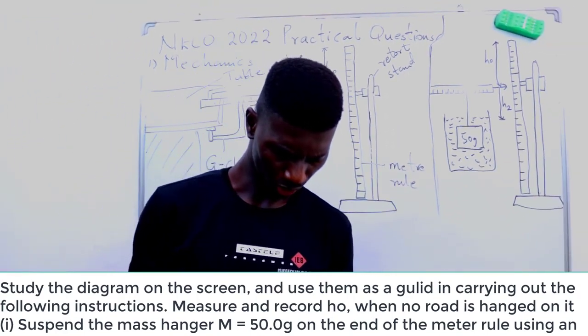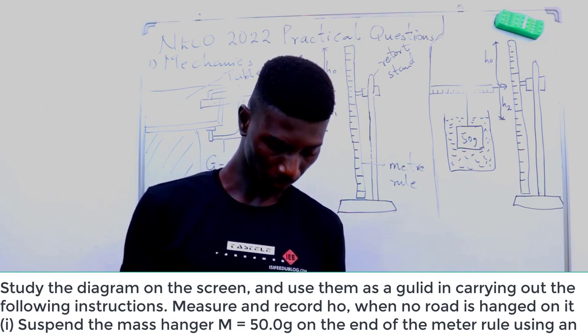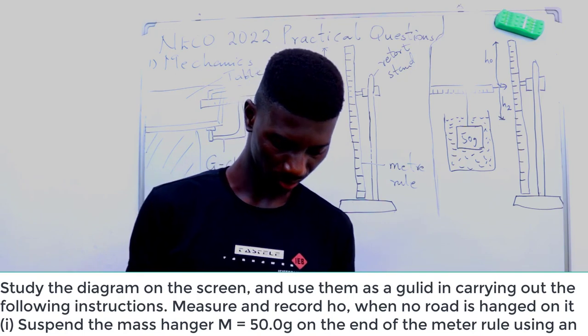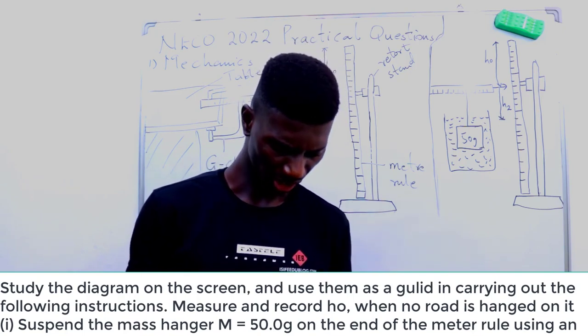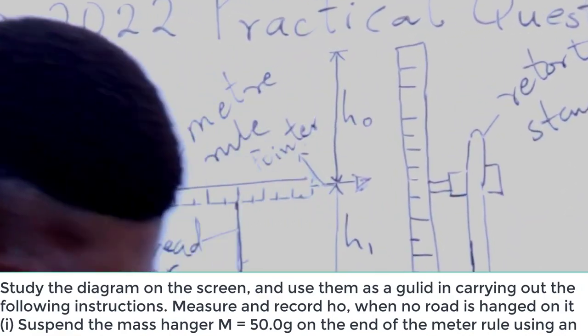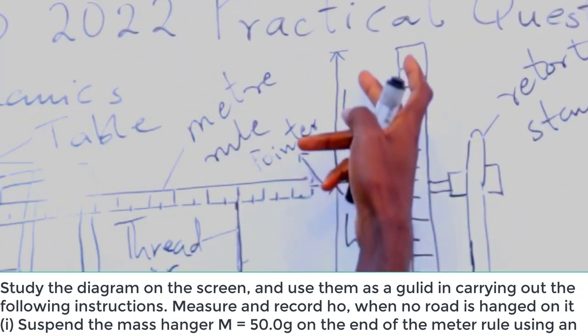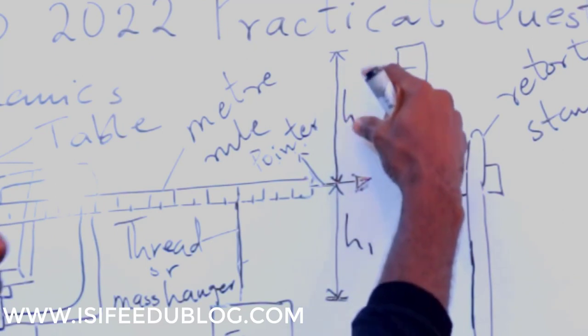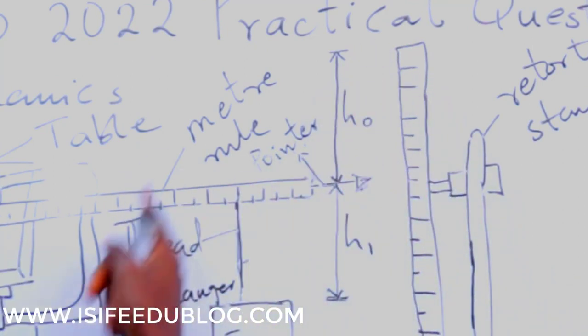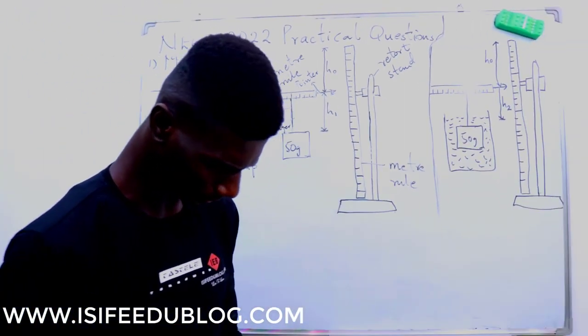It says, first of all, measure and record H0, measure and record H0 when no mass is hung on it. So the first thing we do is to measure and record H0. This is H0, from here to here, when no mass is hung on this meter rule. So that's the first thing.